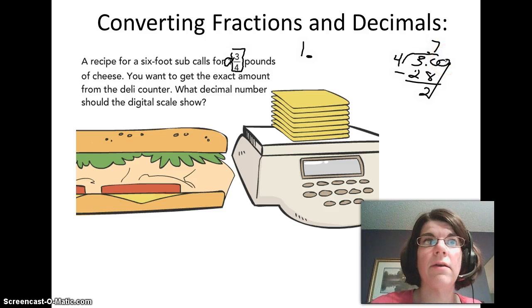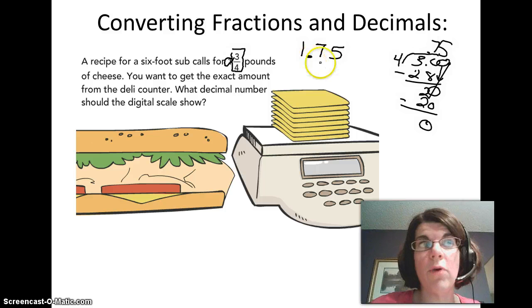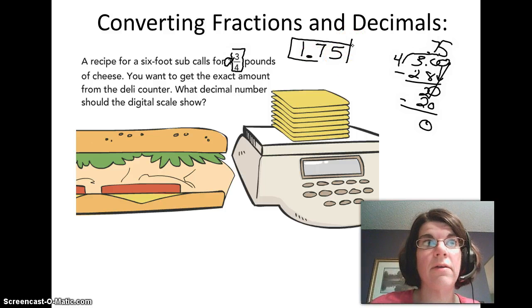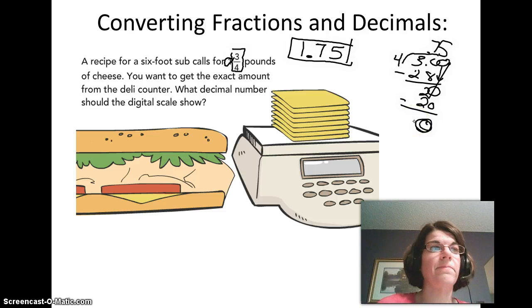Add another 0, we get 5, so we get 0.75, so 3/4 is 0.75, and that does make sense because if you think of 3/4, that's 75 cents, so 1.75 should read on the scale, and it's a terminating decimal because it ends in a 0 here. There's nothing else left over.